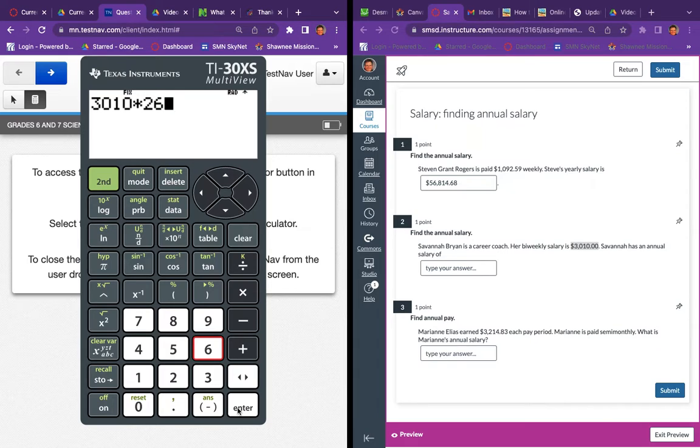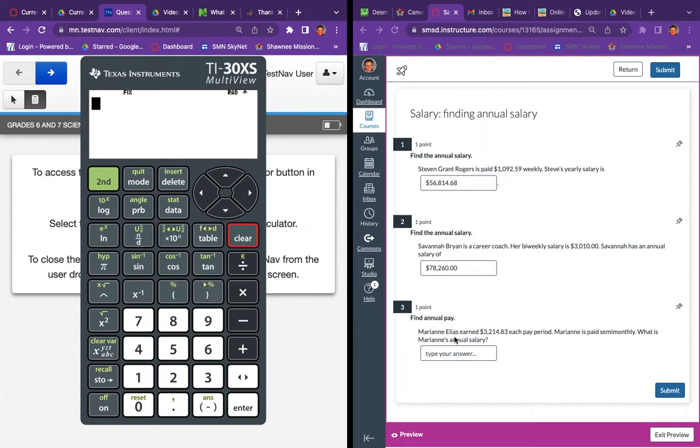26 times you earned $3,010, which means in a year's time you will have earned $78,260 and 0 cents. Please be sure to put the .00 in there. You must have the dollar sign, the comma between the 8,000 and the 200, the decimal, and the 00. Go ahead, if you would, pause the video and try question 3. Restart the video and see how we did.